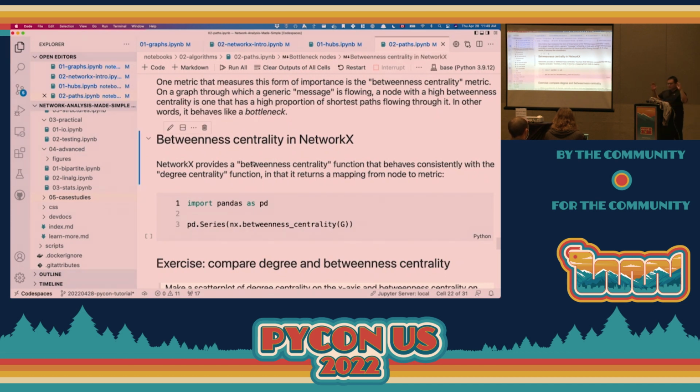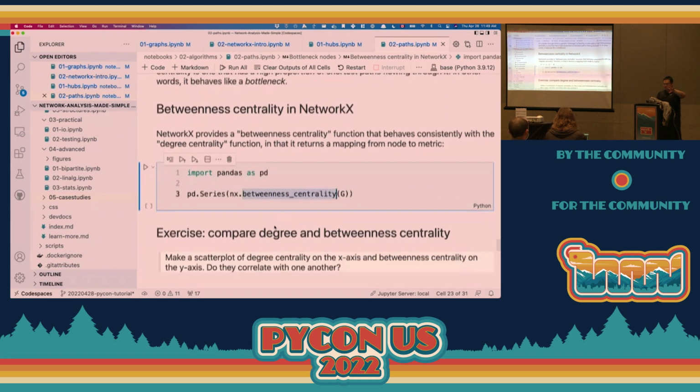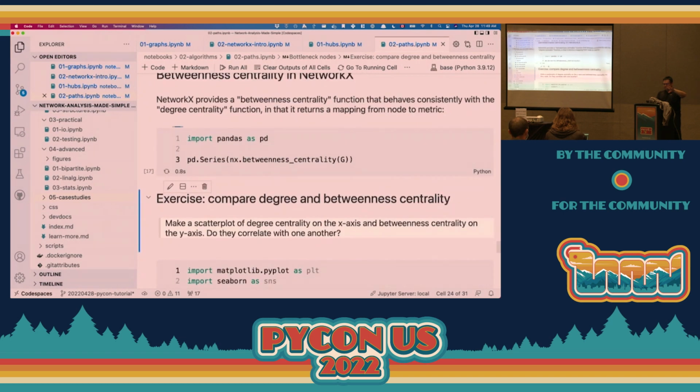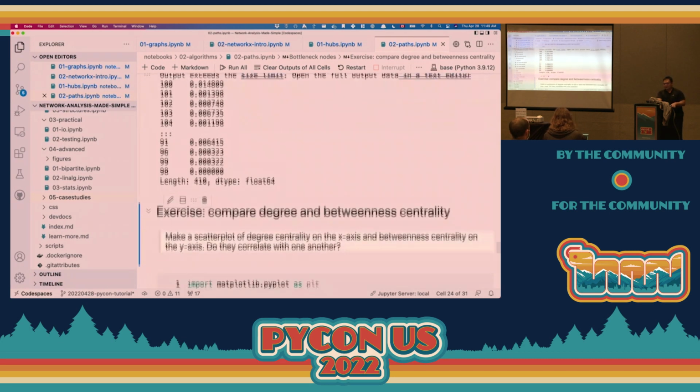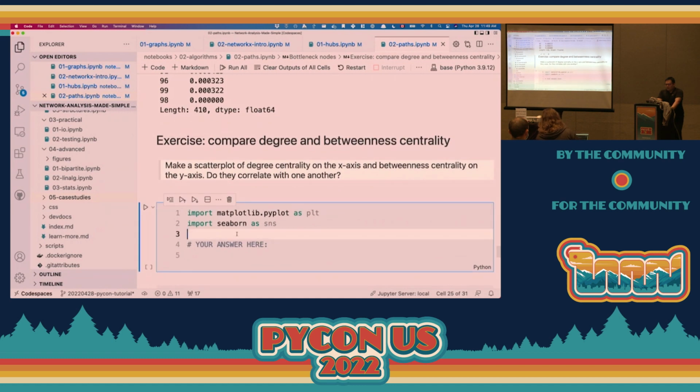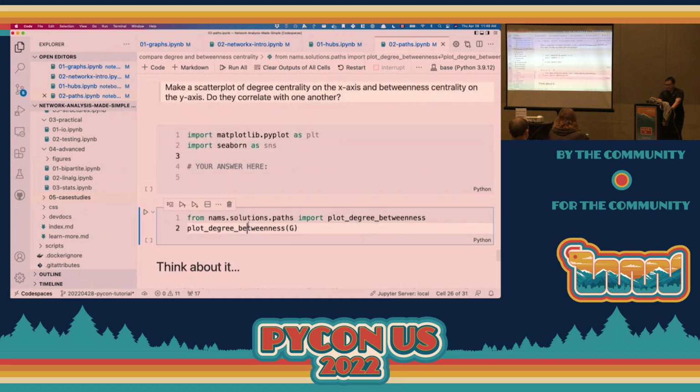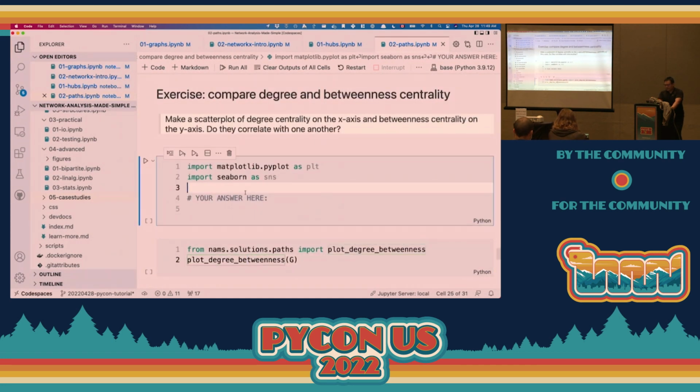Cool. So the betweenness centrality metric in NetworkX is provided as a function, and it is just like the degree centrality metric. So we can calculate the betweenness centrality for every single node in this graph. Now, one thing that we can do is plot and compare how degree centrality and betweenness centrality might look.